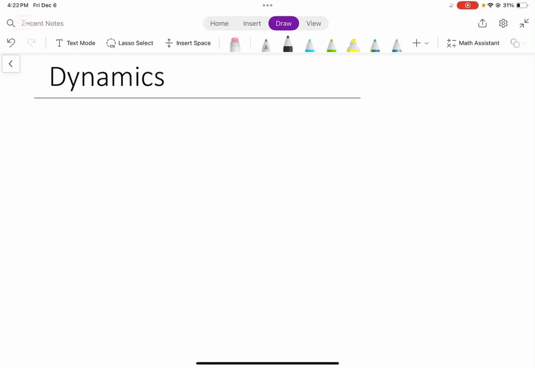Today we'll be talking about dynamics, which is the next part of this course. In kinematics we dealt with how things move, but in dynamics we're going to study the causes of things moving. So dynamics is the study of the causes of motion.